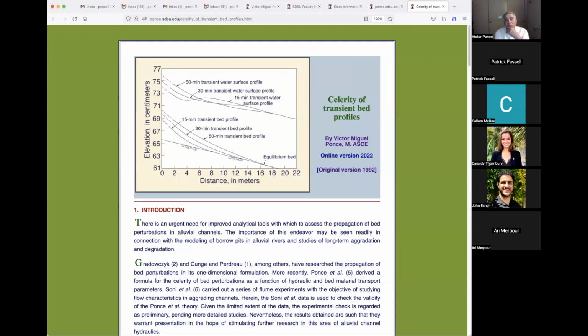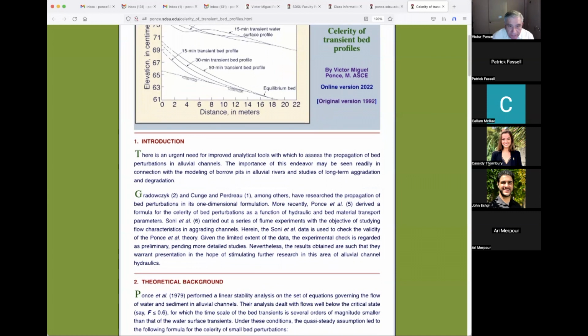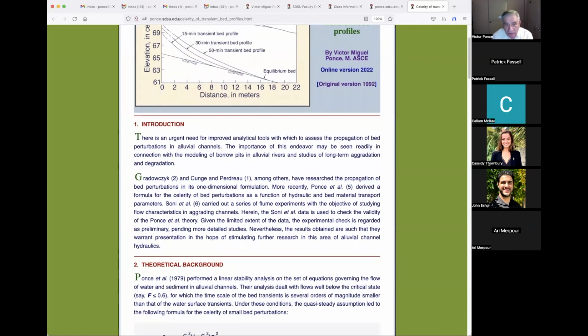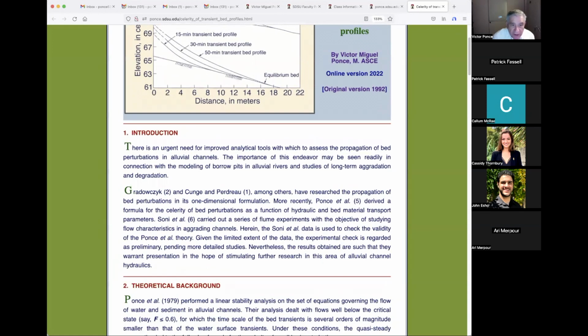Many attempts have been made through the years, and we did that in the late 70s. Like I say, I published another paper, of which I briefly took a chart and put it in here. So let's get going. There's an urgent need for improved analytical tools with which to assess the propagation of bed perturbations.